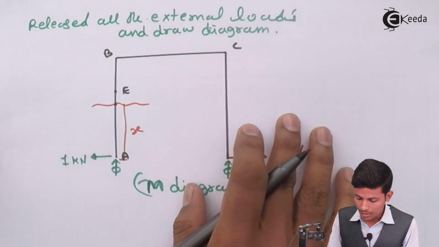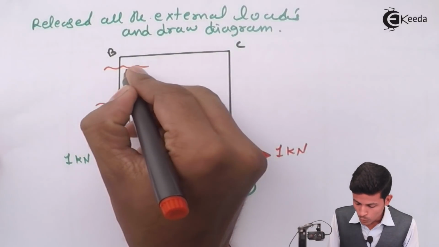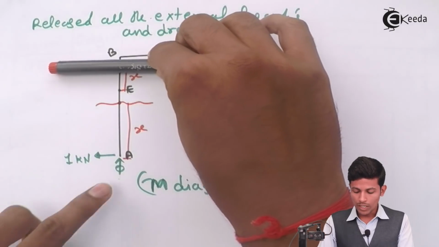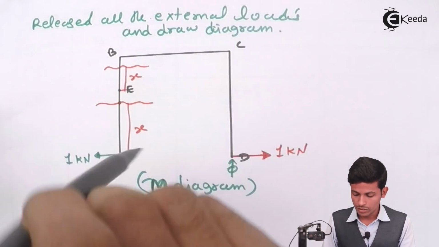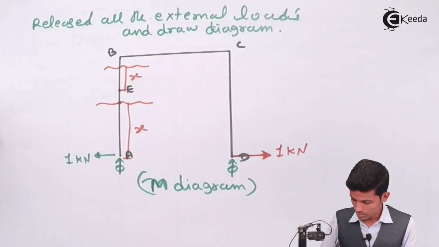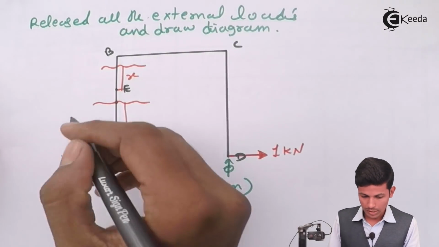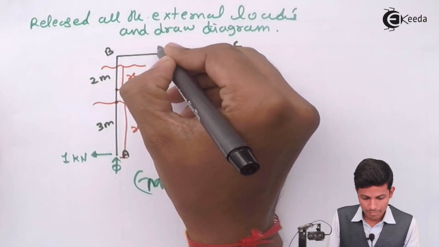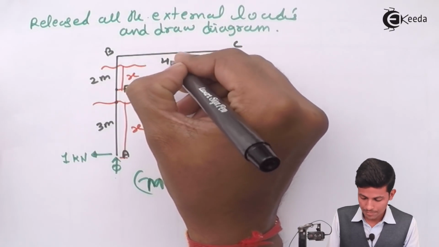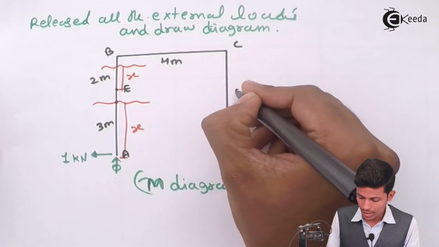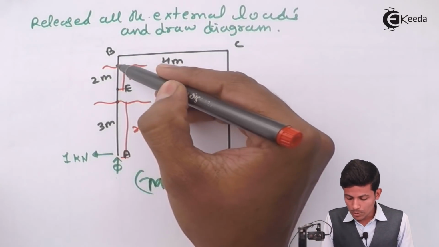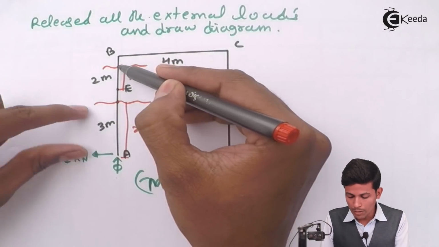Okay, now let's move to the small m diagram. In the small m diagram, we are taking a section over here. This is your origin, this is your x distance. So what will come, 1 into 3 plus x. This is 3 meter, this is 2 meter, this is 4 meter, and this is 5 meter. Now we are taking a section over here, so the distance will be 1 into 3 plus x.